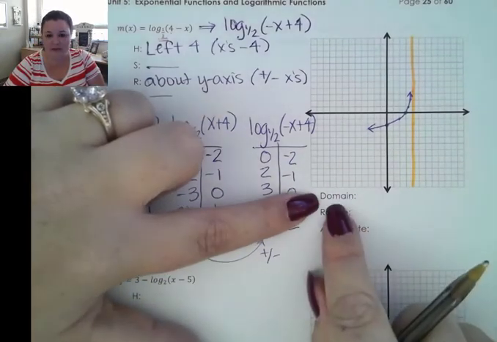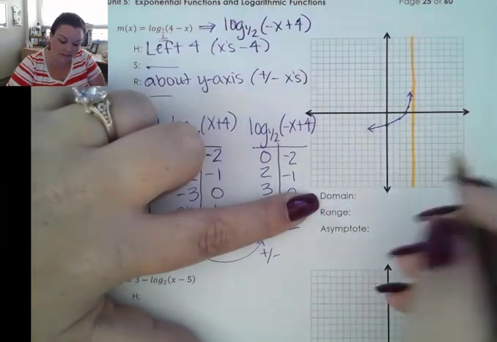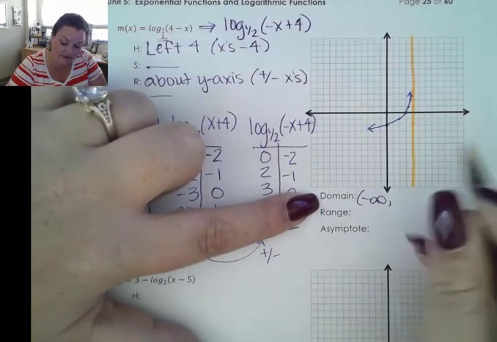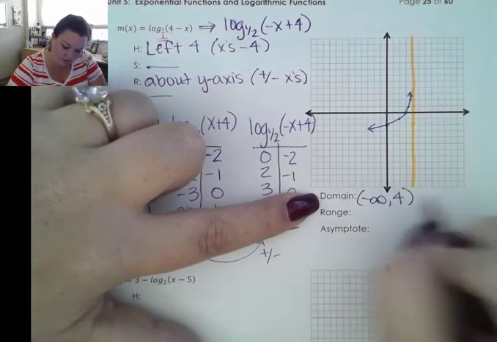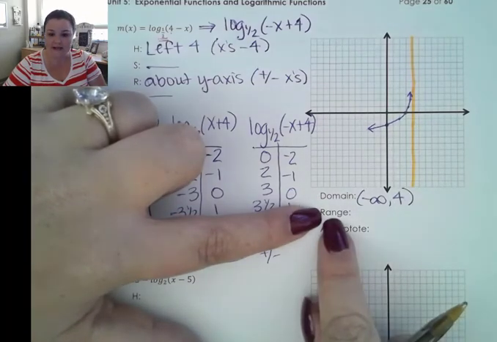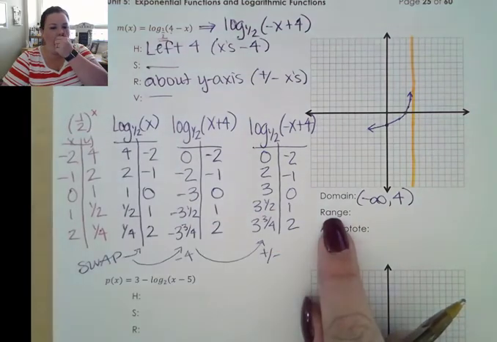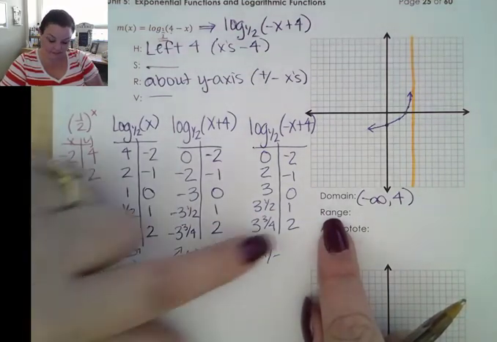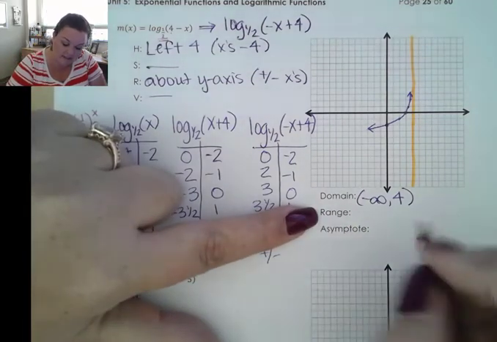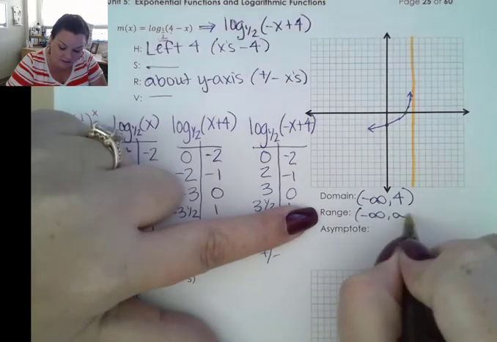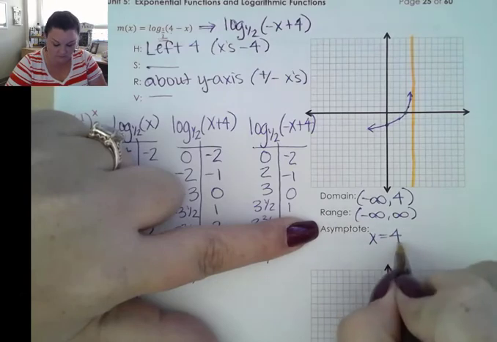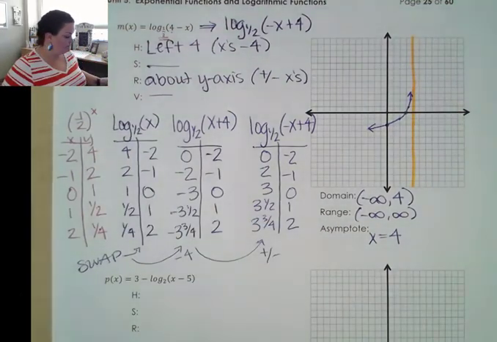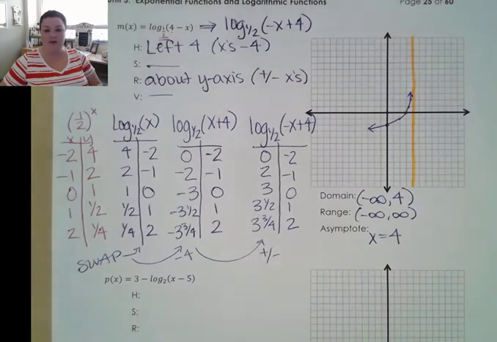Which means that our domain is going to go from back here at -infinity, and it's going to go up to our asymptote, which here is at 4. Our range, excuse me, our range is -infinity to infinity, and our asymptote is at x equals 4. Okay. All right. So I want to do one more, and then I'll have y'all try some.